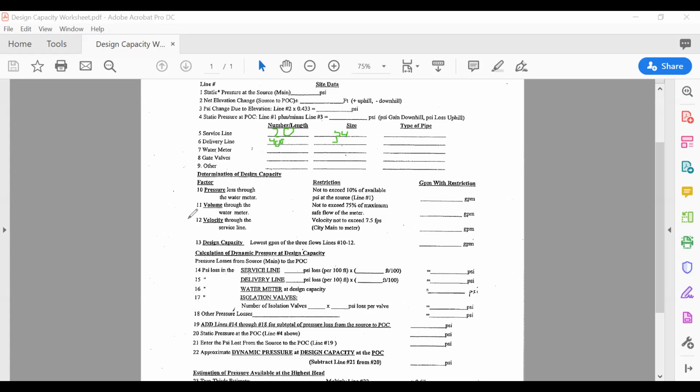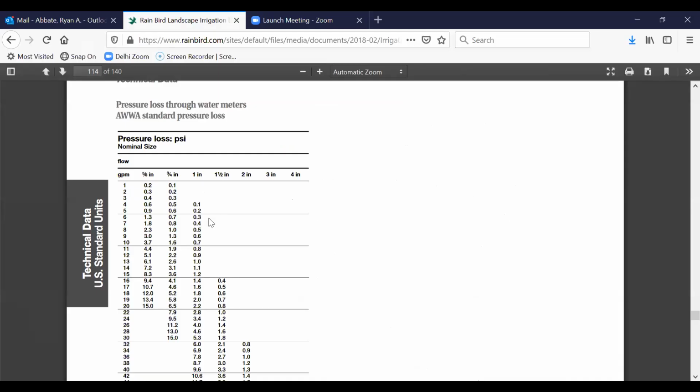60 PSI, because that's our base number. So what's 10% of 60? 6 PSI. So we can't exceed that 6 PSI. We want to go to our chart. So if we can't exceed 6 PSI of loss, we know our water meter is 3/4 inch. We can go up to 6, but we can't exceed 6.